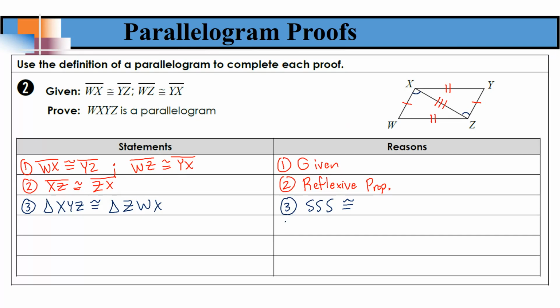We often abbreviate that as CPCTC. Corresponding parts, right? Angle X here and angle Z here of congruent triangles are congruent. So let's mark this as statement 4. We can establish that angle, we can't quite call it X because there's multiple angle X's. So we'll say angle WXZ is congruent to angle YZX.